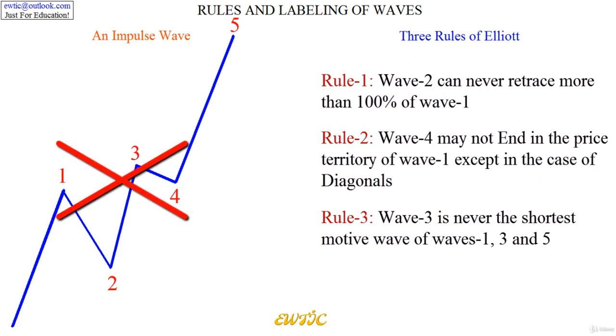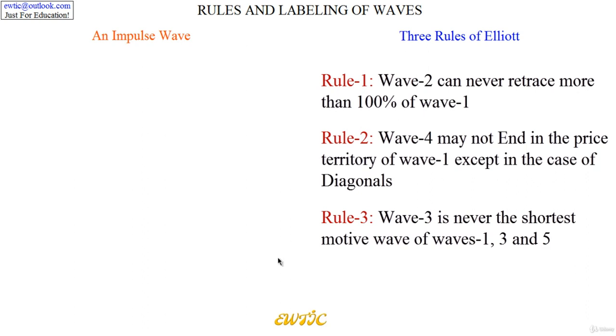This should raise the red flag. The wave 3 can never be the shortest. It may not be the longest. Maybe wave 3 is shorter than wave 1, but it is longer than wave 5. That is correct. Maybe wave 3 is shorter than wave 5, but longer than wave 1. That is correct. But wave 3 cannot be shorter than both wave 1 and wave 5. It cannot be the shortest. This is wrong. So these are the 3 rules of Elliott that must strictly be followed in all market conditions, in any market, on any time frame, on any instrument, on any chart, right?